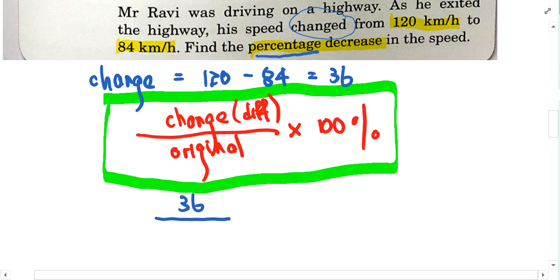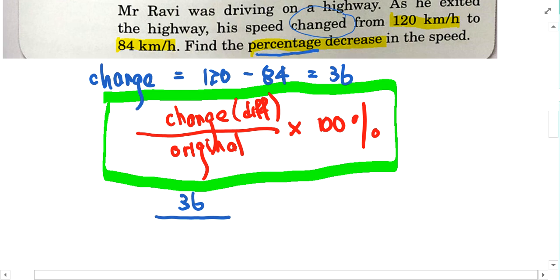So our change is 36, am I right? So what is the original number in this question? Is it 120 or 84? No. The original number. The original speed. Was it 120 or was it 84? Because it started at 120. So the original one is 120. You see? I just fill in the number only.